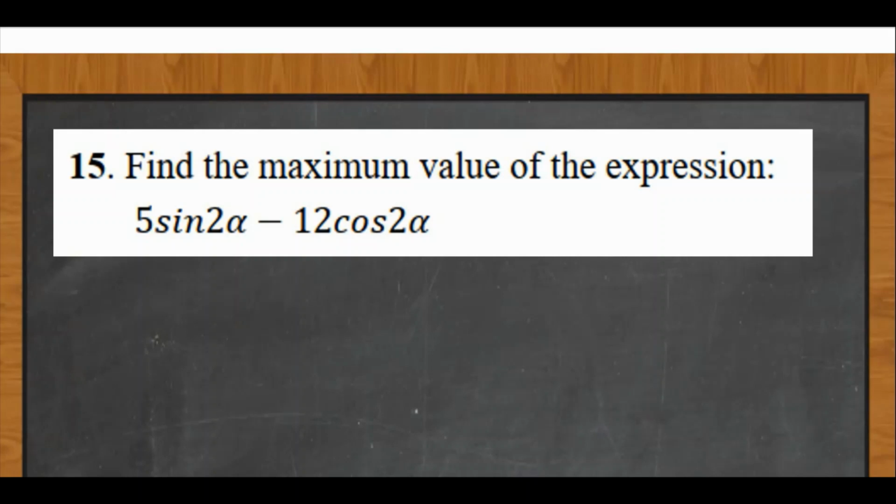Question number 15. Look at question number 15. As you see, we have a trigonometric expression here: 5 sine 2 alpha minus 12 cosine 2 alpha. We must find the maximum value of this expression. Note that here the argument of sine is 2 alpha, and the same with cosine, that's 2 alpha.